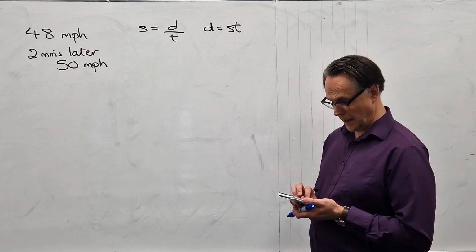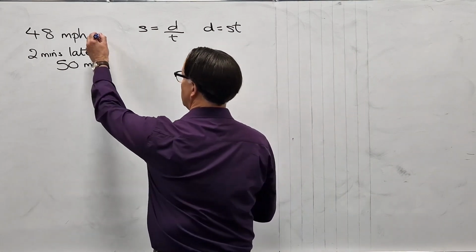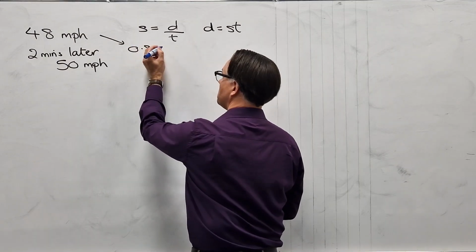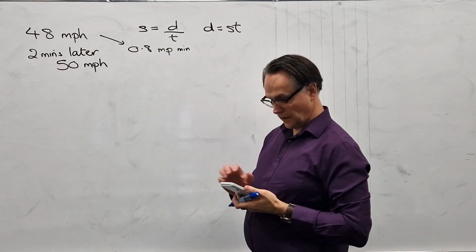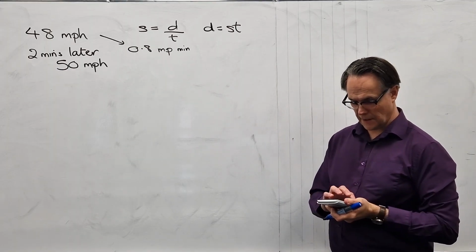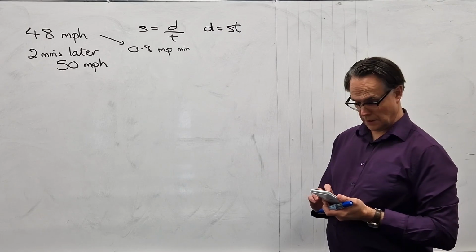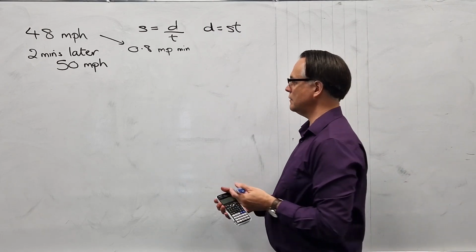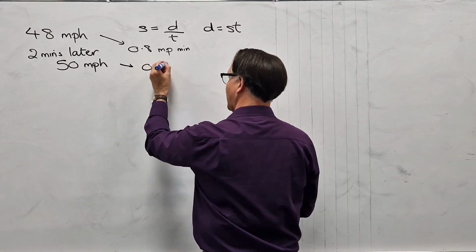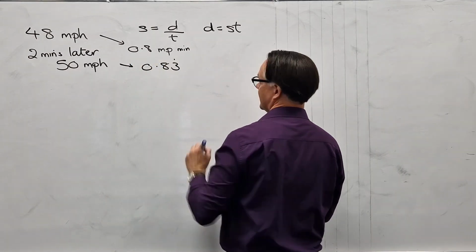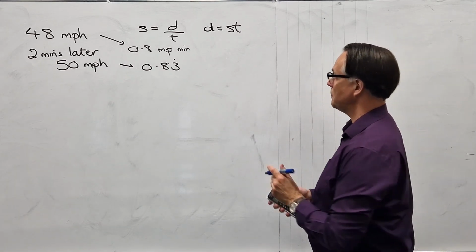Right. So 48 miles per hour. If I divide 48 by 60, that is 0.8 miles per minute, and 50 miles per hour. 50 divided by 60 is 0.83 recurring. It's not very nice, but we'll go with it. Maybe we can do a second solution video where Grace does. Right, miles per minute.